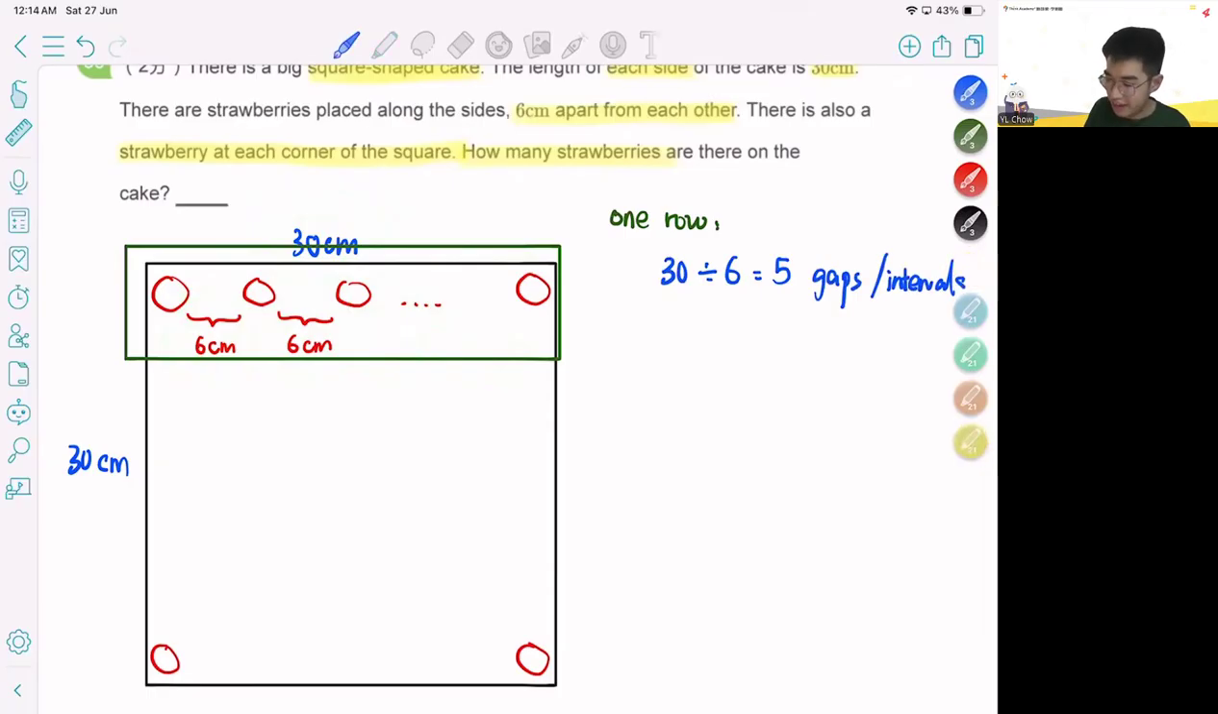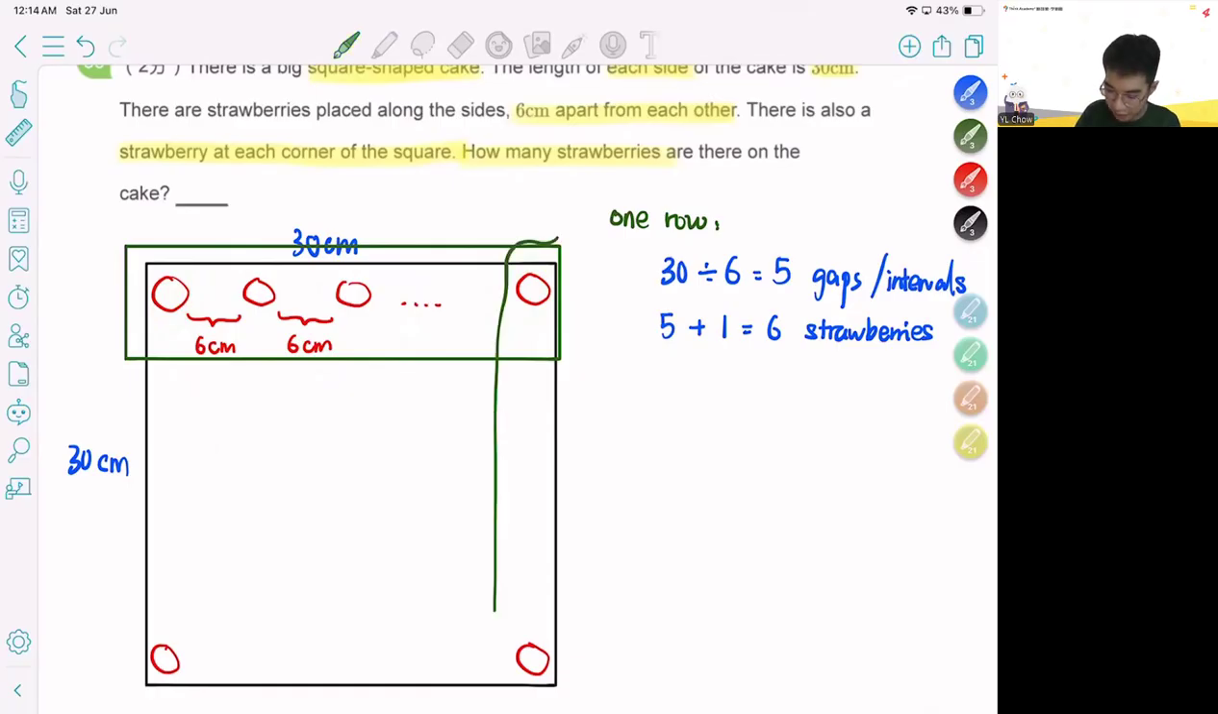Okay, now if there are 5 intervals along the row, take note that each end of the row will have a strawberry, right? The left end and the right end both have strawberries. So altogether, there are how many strawberries? There are 5 plus 1 equals 6 strawberries in total. There are 6 strawberries in total in one row. Meaning, one row has 6 strawberries.